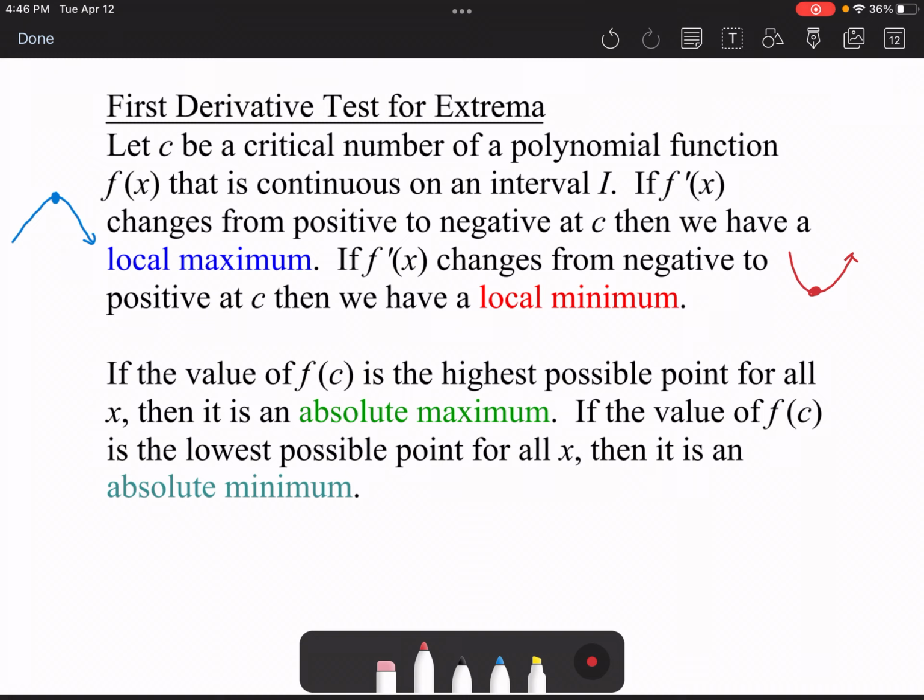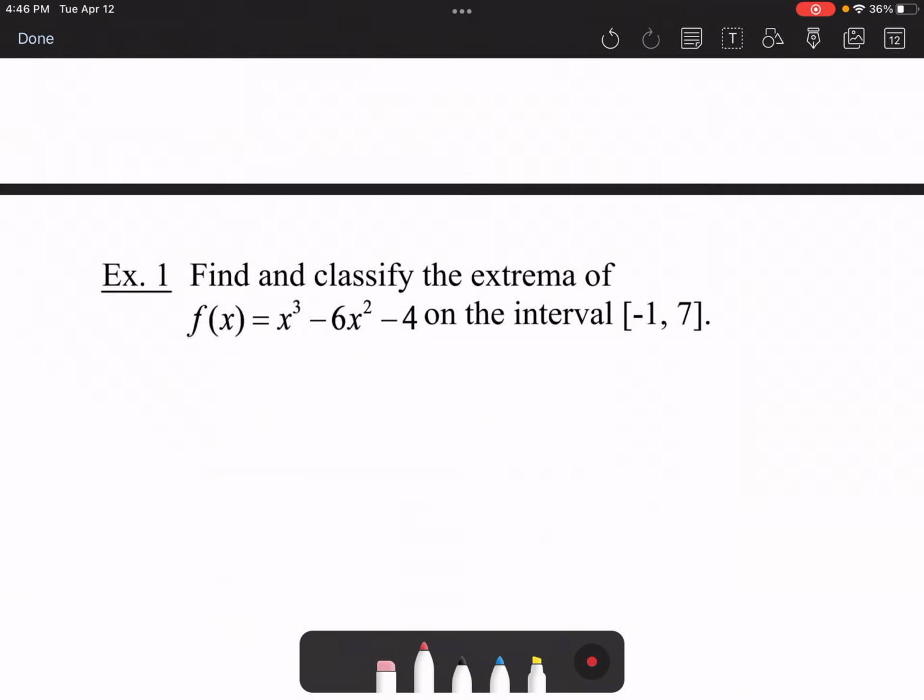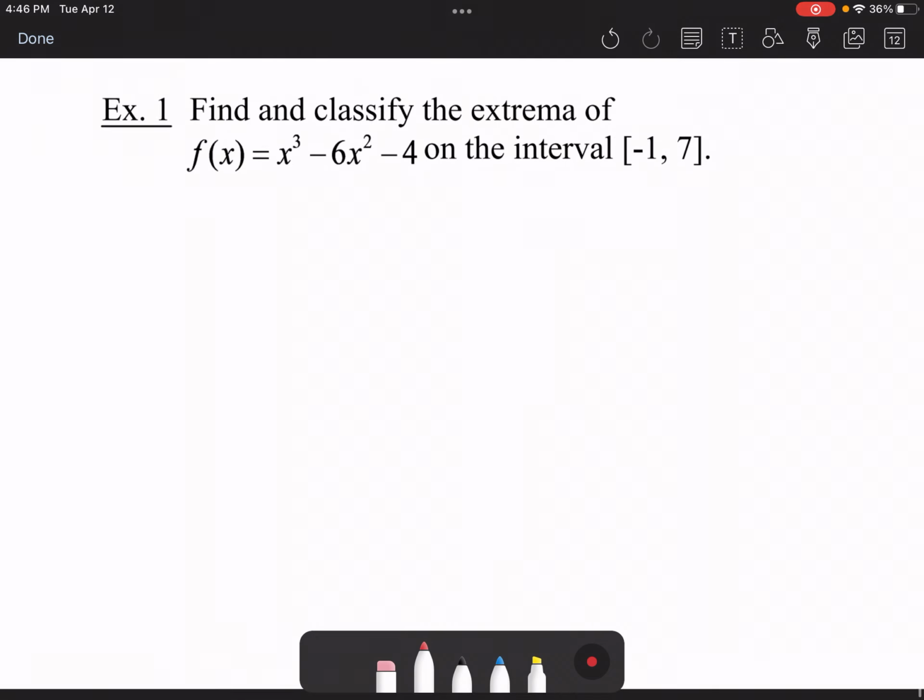Okay, so let's take a look at an example. Here we want to classify all the extrema on this function, x cubed minus 6x squared minus 4, on the interval from -1 to 7. So first off, we want to find all our derivative values. So we find our derivative. Here it is, 3x squared minus 12x.